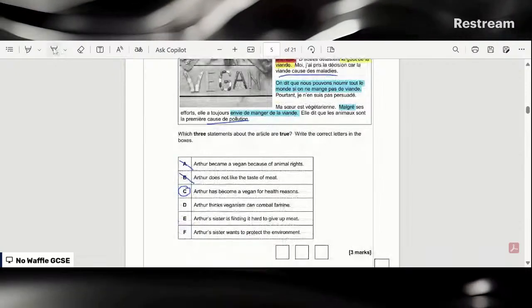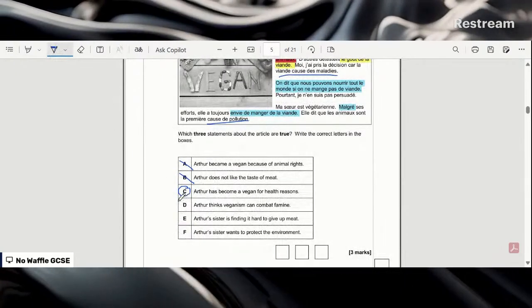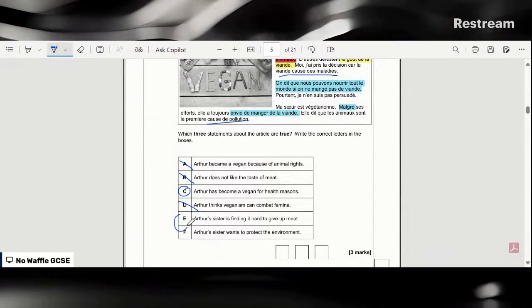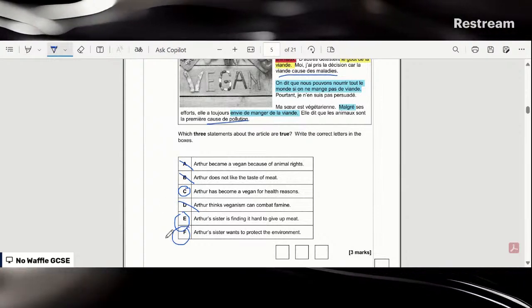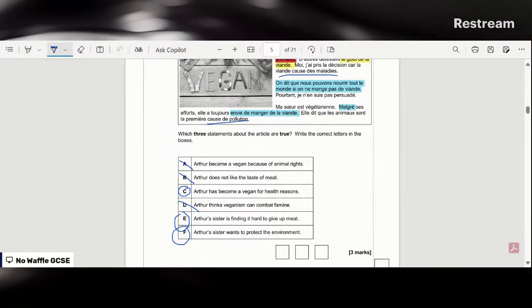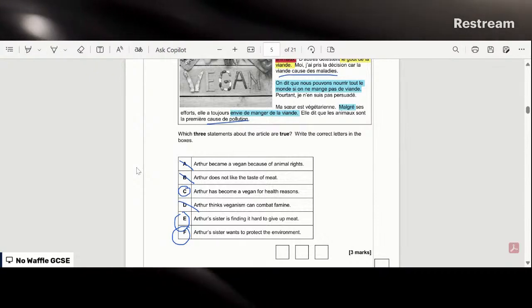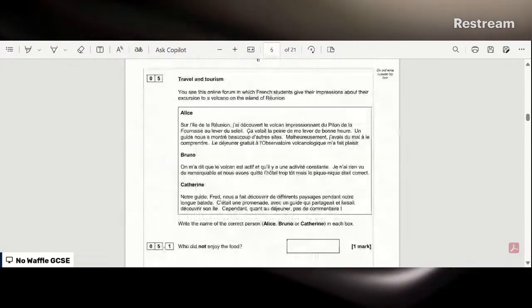Okay, so let's now go through the rest of the answers. Arthur thinks vegetarianism can combat famine, never says that. Arthur's sister is finding it hard to give up meat. That's true. Arthur's sister wants to protect the environment. That's true. So those are the three answers, C, E, and F. It doesn't actually matter in the mark scheme, it says it doesn't matter which order you put them in.